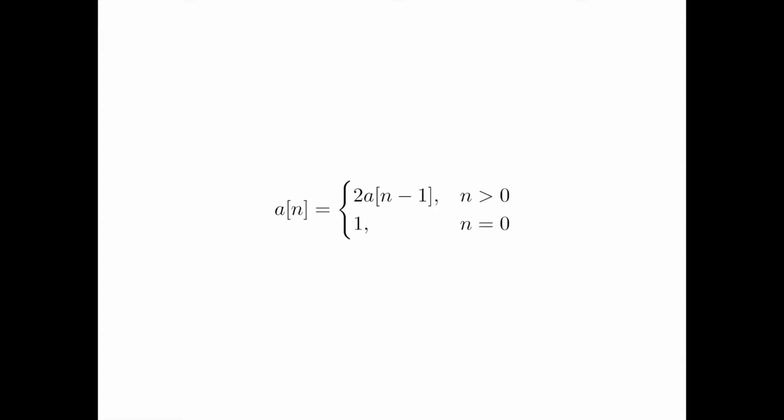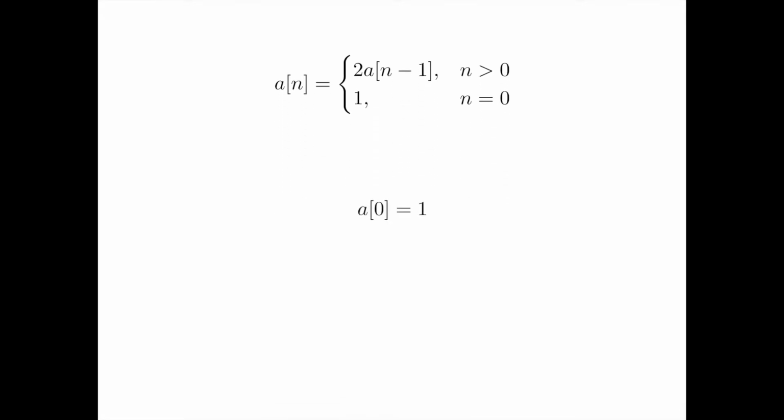The first thing to note is that our solution will be unique for natural numbers n. This is clear because every value of our sequence is uniquely determined by our definition. We can always calculate a of n in exactly n simple integer multiplications. We can find that a of 0 is equal to 1 just from the definition, a of 1 is equal to 2 times a of 0, which is 2 times 1, which is 2.